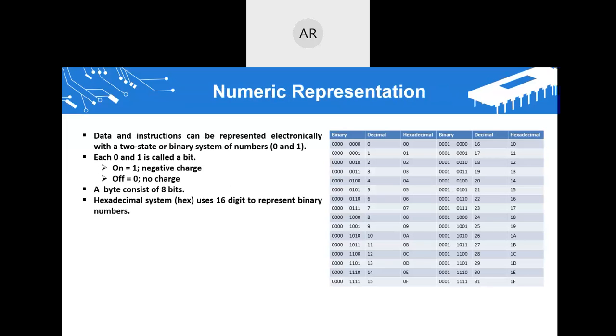There is also the hexadecimal system, which uses 16 digits to represent binary numbers. As we can see in the figure on the right side, hexadecimal uses 00 to 0F. 0F is 16 if we convert to a decimal number.